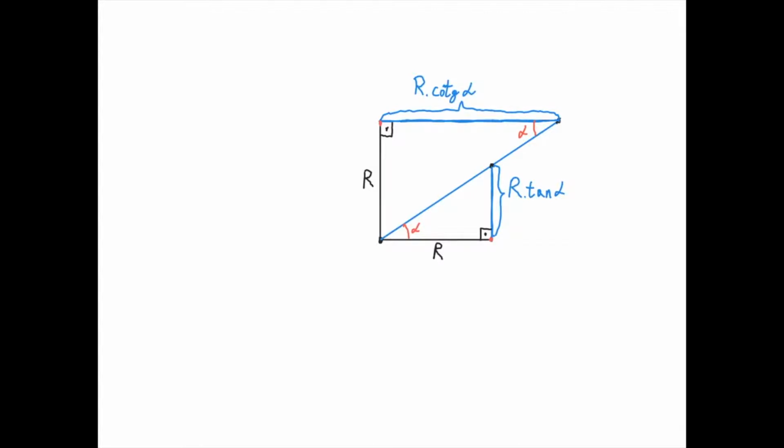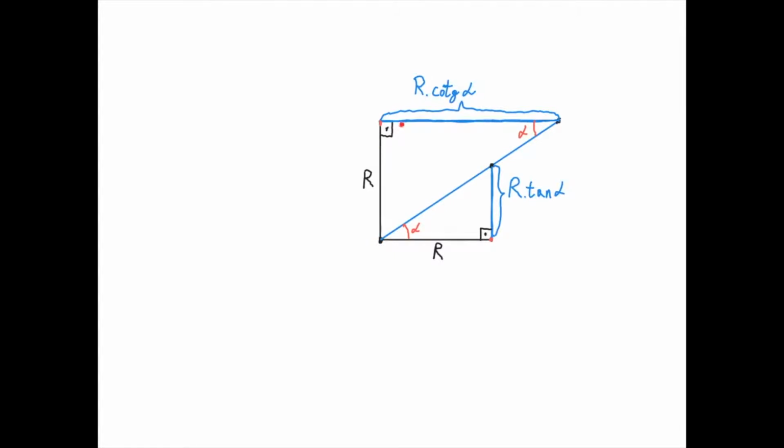and the cotangent. See, in a triangle in which this angle is alpha, this angle is 90 degrees, and this side is r, so this side is known, we can find this side using the tangent function. This is r times tangent alpha. The tangent can be defined in the right-angled triangle with angle alpha as the ratio between this side and this side. Similarly, look at the situation here for the cotangent.